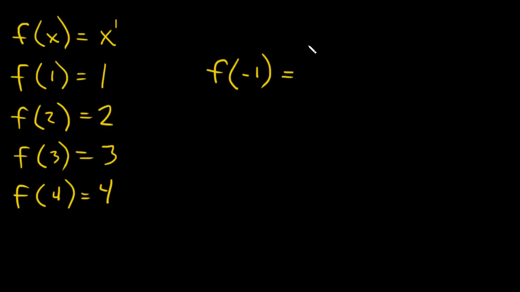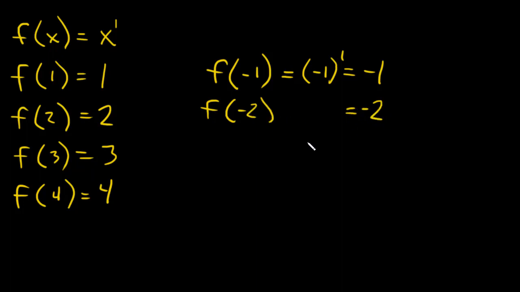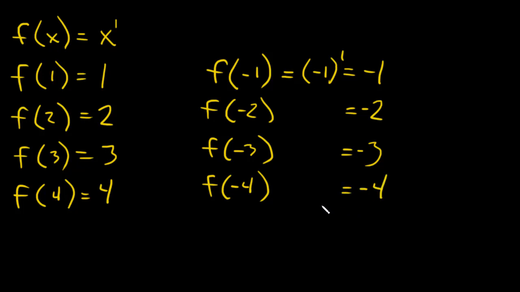Well, that would be -1 to the first power, which is still just -1. And the same thing for -2, that's just going to be -2. F of -3 is going to be -3, and f of -4 is going to be -4. Okay? So this one is a little bit different because if I plug a negative sign in, I get the negative of a positive signed input.